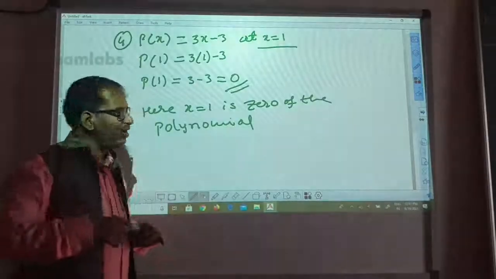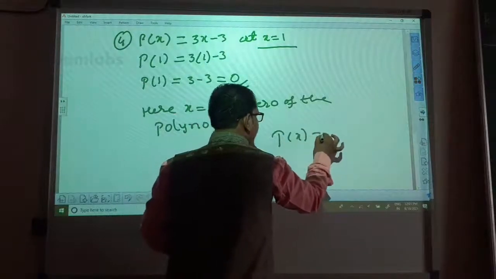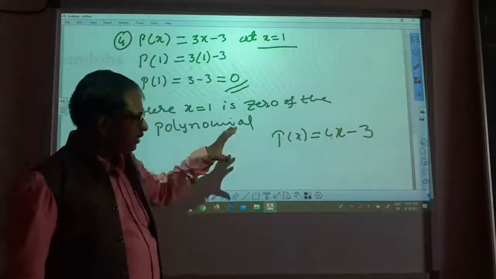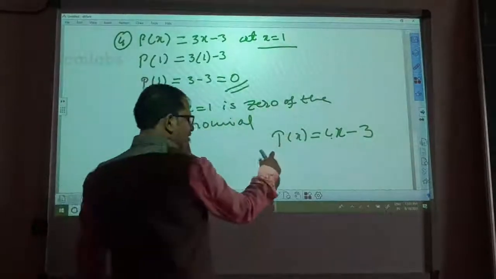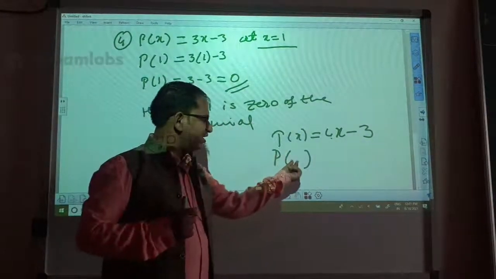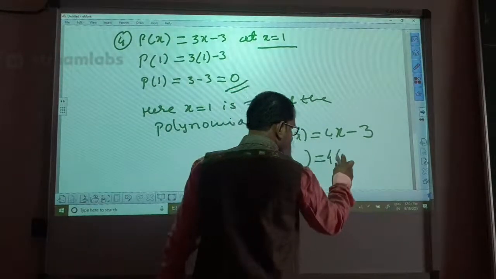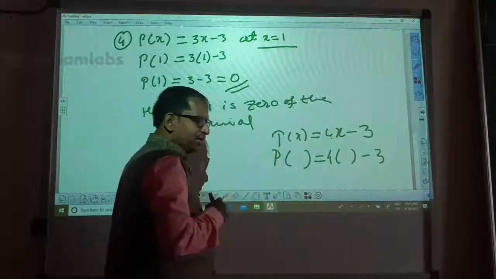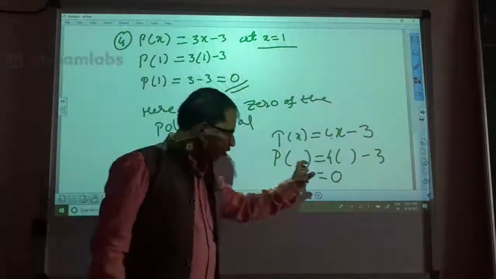Zero of the polynomial means what? You take any polynomial. For example, p of x is equal to 4x minus 3, right? If the value of this equation at x is equal to something is given. So if you write any x value, I am just leaving this box, this bracket empty. Just observe. 4 into empty minus 3. If I write something in this bracket and find the value, I get 0 as the value.